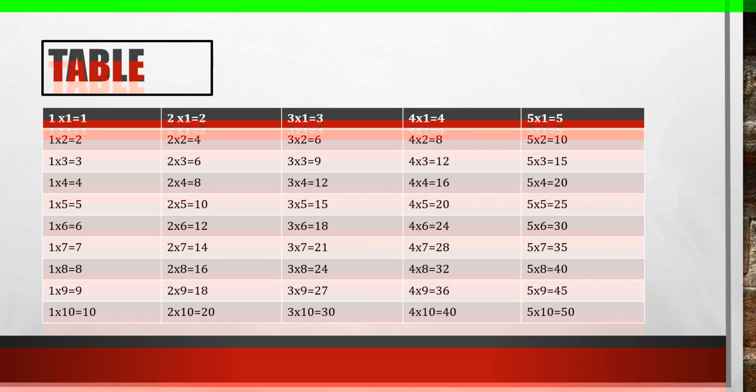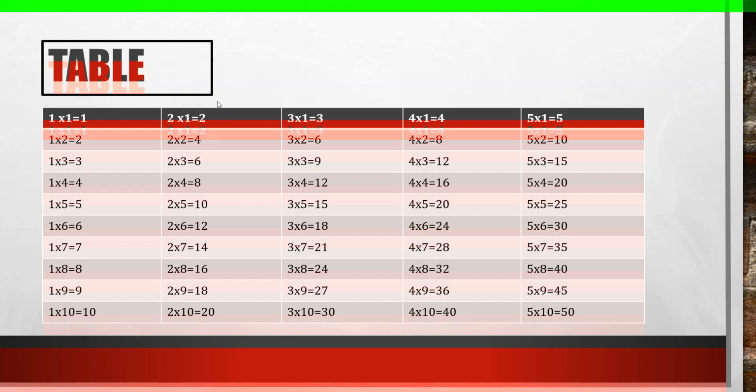Here is the table. You can see 1 times 1 is equal to 1. 1 times 2 is equal to 2. 1 times 3 is equal to 3. 1 times 4 is equal to 4. 1 times 5 is equal to 5. 1 times 6 is equal to 6. 1 times 7 is equal to 7. 1 times 8 is equal to 8. 1 times 9 is equal to 9. 1 times 10 is equal to 10.